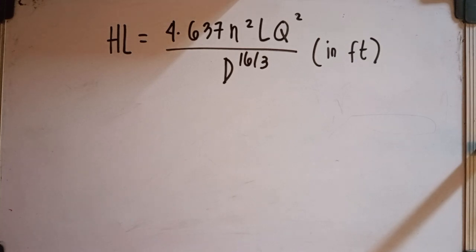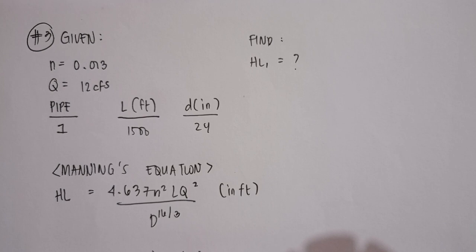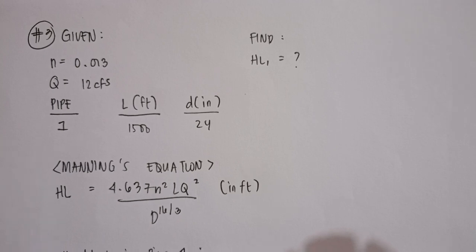Now let's try solving the problem. What is asked is we need to find the head loss in pipe 1. So we're going to use the Manning's equation we've got earlier, which is 4.637 n to the power of 2 times L times Q to the power of 2 over D to the power of 16/3 in feet.